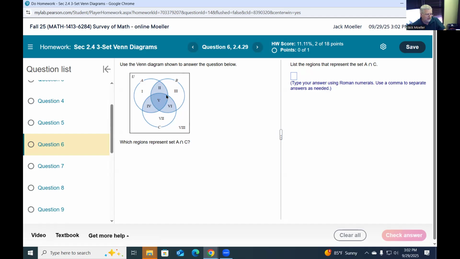Like I said, there are no new concepts in 2.4 compared to 2.3. It's just that now everything is in three sets, so there are more regions to keep track of as you're doing it.